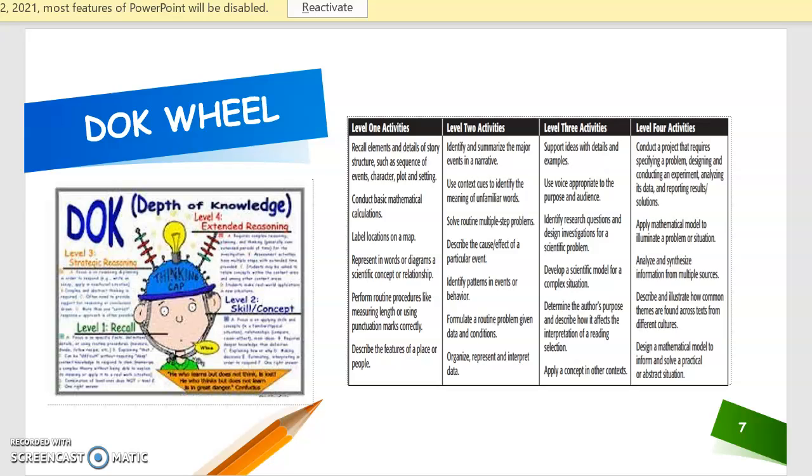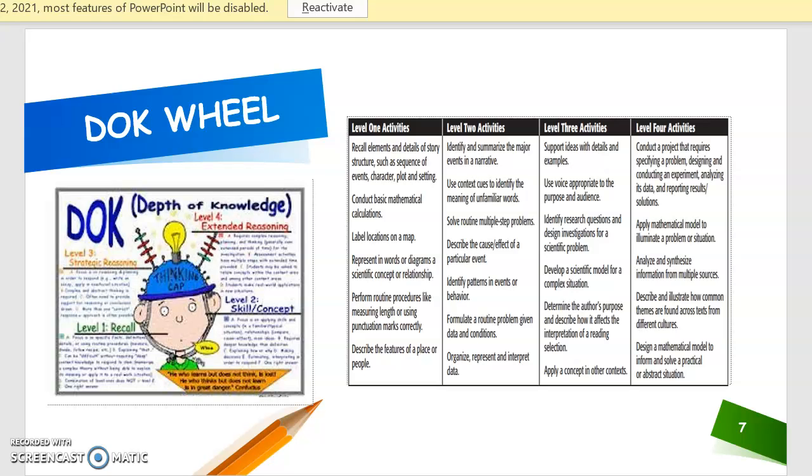Of course, anytime a lesson plan is developed and a lesson is shared with a class, the next thing that comes into play is assessment. As we think about assessment, we think about the DOK wheel, or depth of knowledge. The depth of knowledge wheel provides us with an outline based on the level of the student that will allow us to assess what they've learned from the lesson.